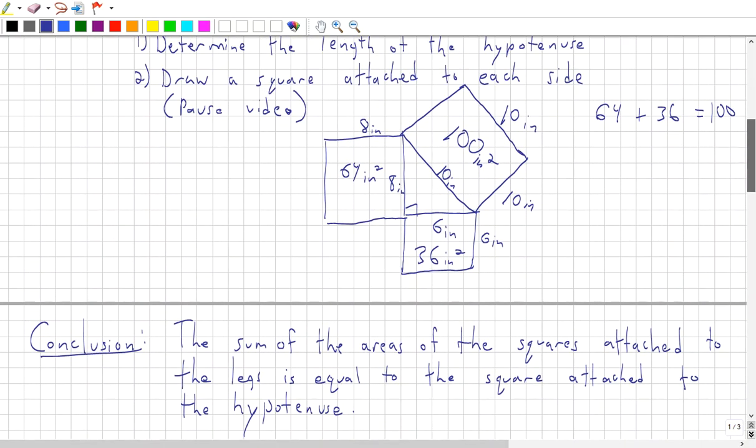So the conclusion: the sum of the areas of the squares attached to the legs, remember the legs are not the hypotenuse, the legs are the other two sides, is equal to the square attached to the hypotenuse, which is what we just showed above. So just be aware of that.